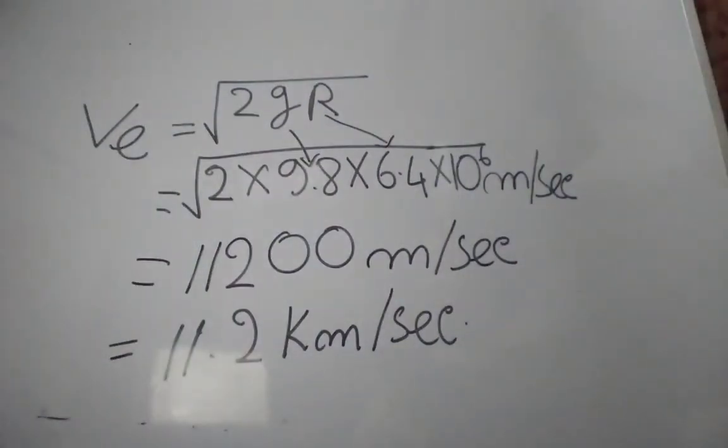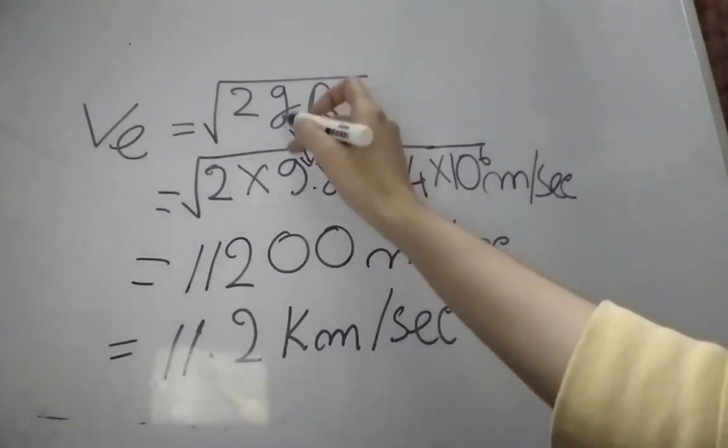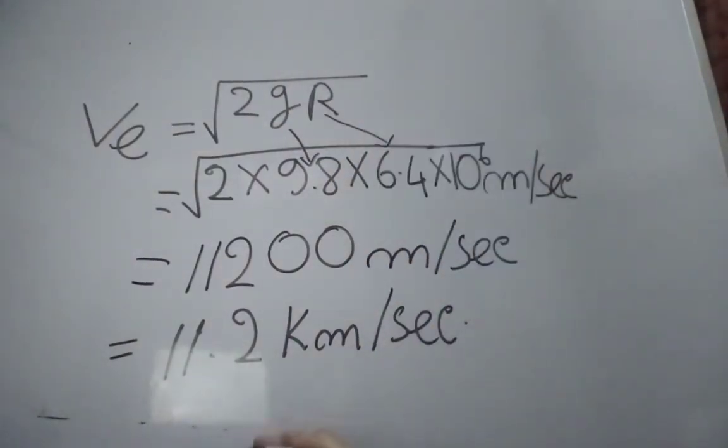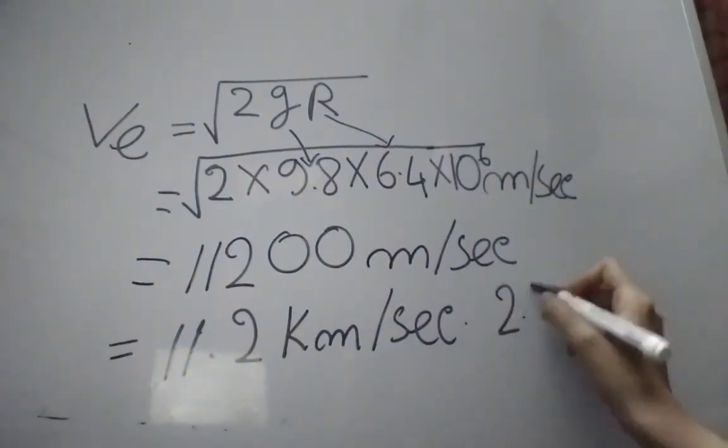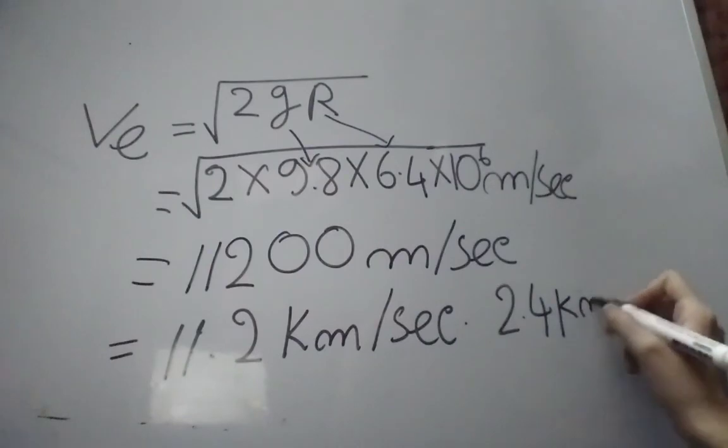Similarly, if we calculate the escape velocity of moon, putting the values of g and R of moon, then the value will be 2.4 kilometer per second.